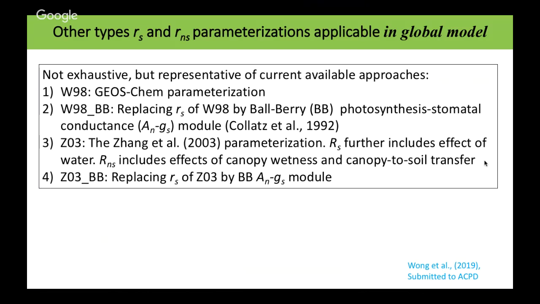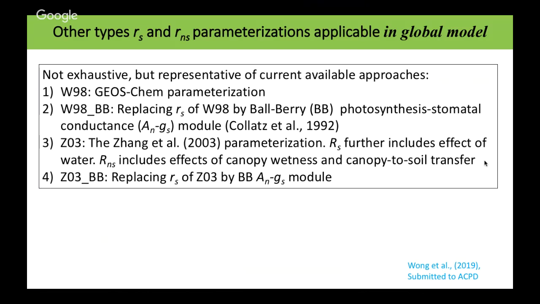These four configurations are not exhaustive, but are representative of currently available approaches of modeling surface resistance. The first, Wesely 1989, is the GEOS-Chem parameterization. The second parameterization replaces the stomatal resistance of the GEOS-Chem one by the photosynthesis stomatal conductance model. The third one is the Zhang et al. scheme, where stomatal resistance includes the effect of water vapor, and the non-stomatal resistance includes the effect of canopy wetness and canopy-to-soil turbulent transfer. And the fourth one replaces the stomatal resistance of the Zhang scheme by the Ball-Berry model.